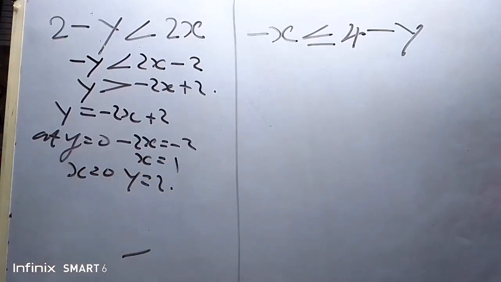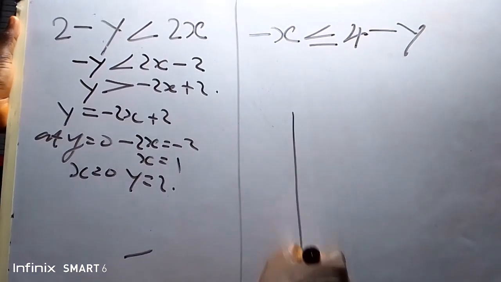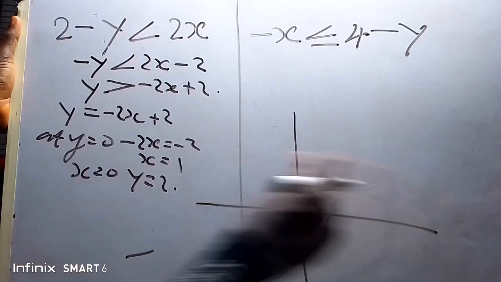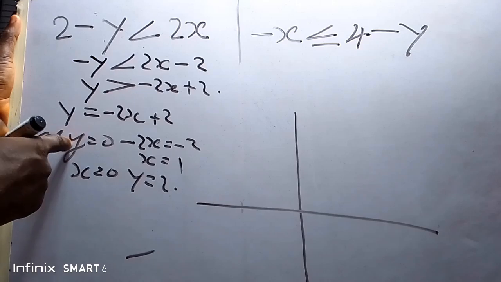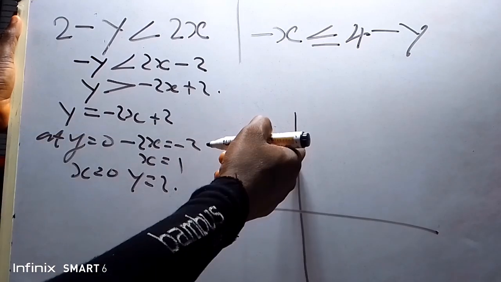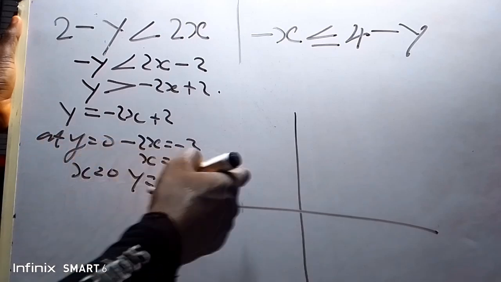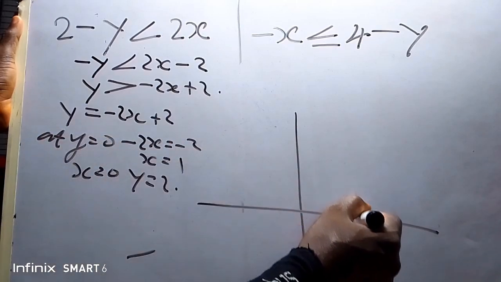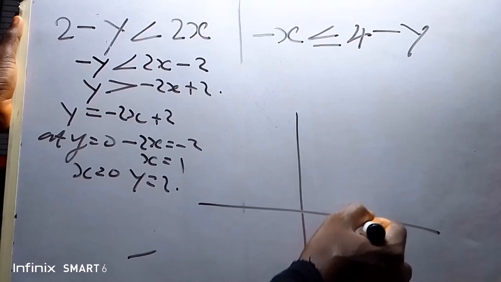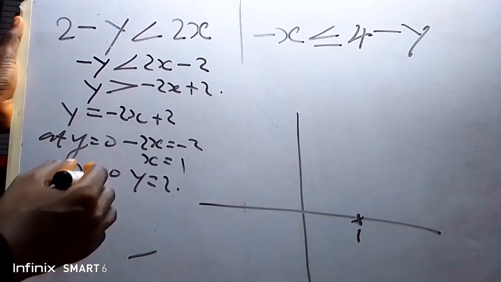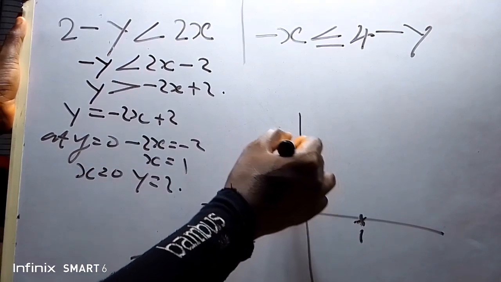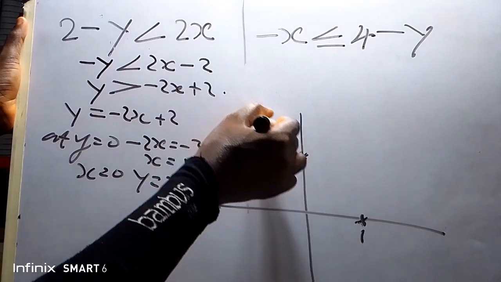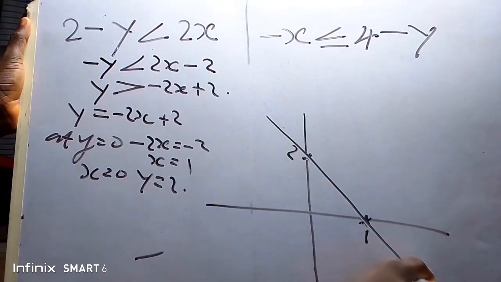Now we use this to sketch our inequality. Alright, let's remove this. So at y equals 0, x is equal to 1. So let's assume that this is the point here, 1. And of course, at x equals 0, y is equal to 2, so let's assume this is our 2. So you join these two points like this.